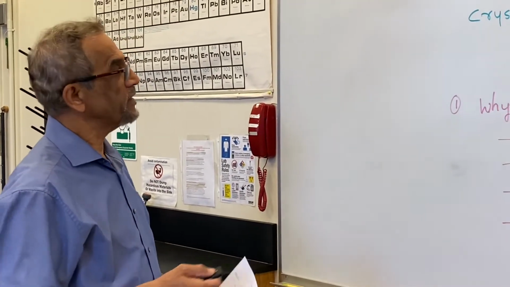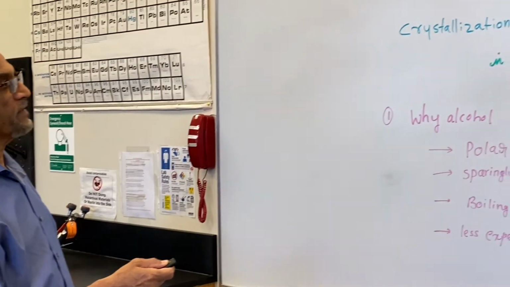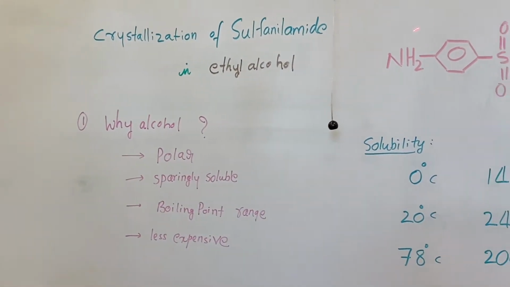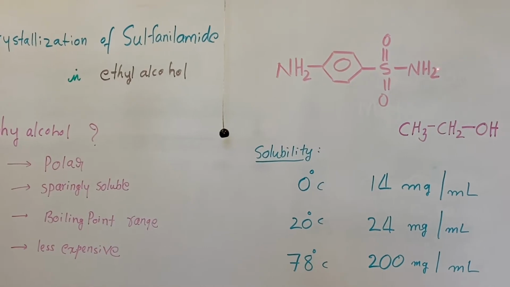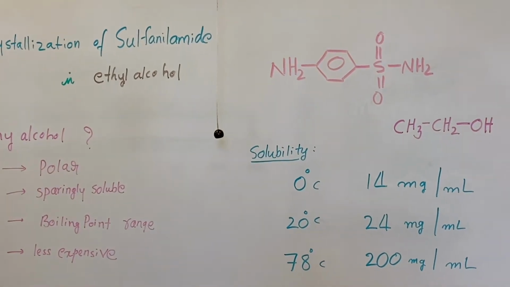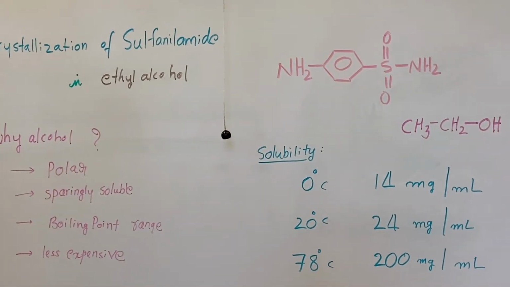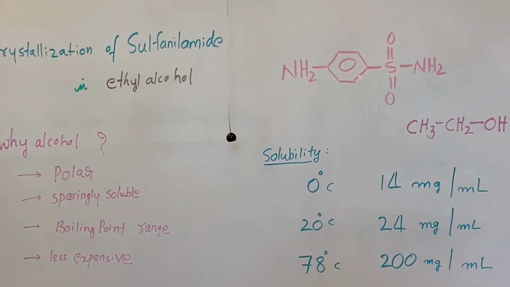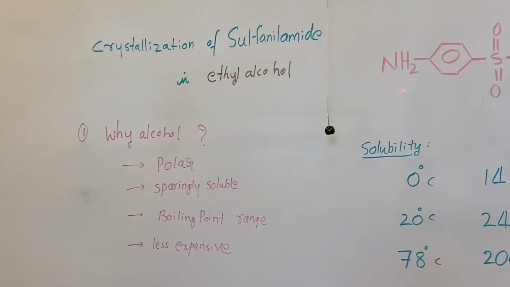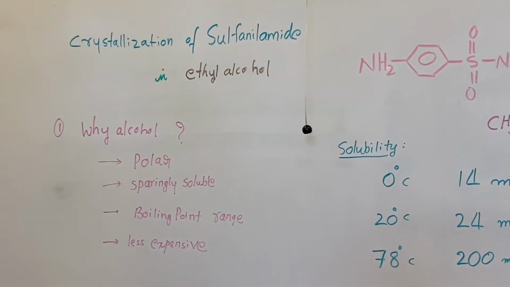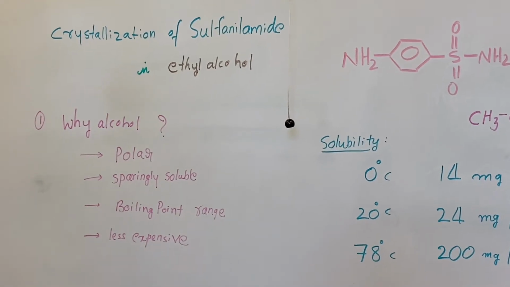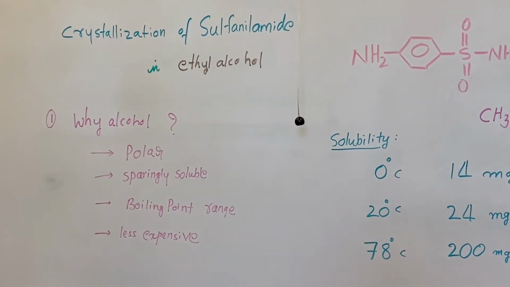Today we will be doing crystallization of sulfanilamide. Sulfanilamide structure is this. One of the oldest drugs is the sulfa drugs. It's an antibacterial, known in the 1900s. So we'll be crystallizing the impure sulfanilamide in ethyl alcohol. That is the experiment. It's a technique we are going to learn.